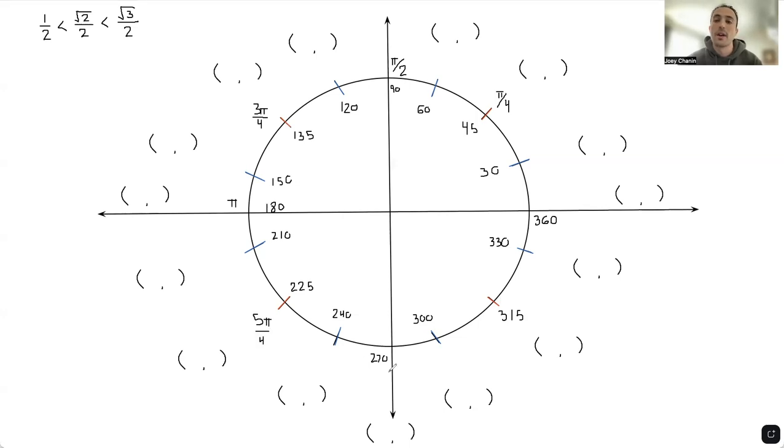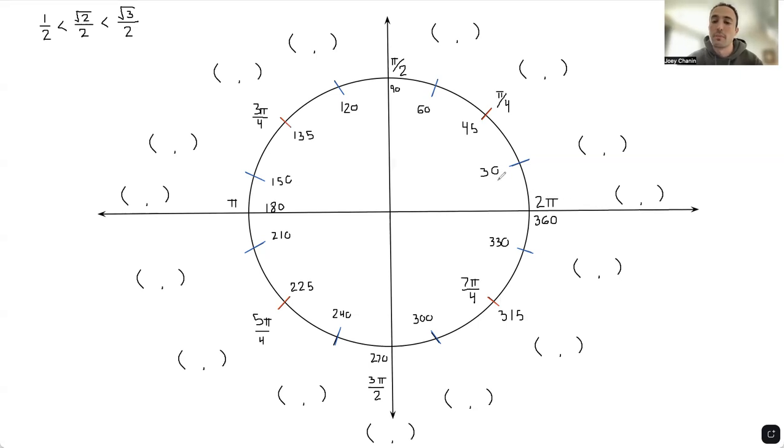At 270, we have 6 pi over 4. If we divide top and bottom by 2, that becomes 3 pi over 2. And the second to last, 7 pi over 4. And then, of course, we have 8 pi over 4. If we simplify that, it's 2 pi, which is equivalent to 360 degrees.